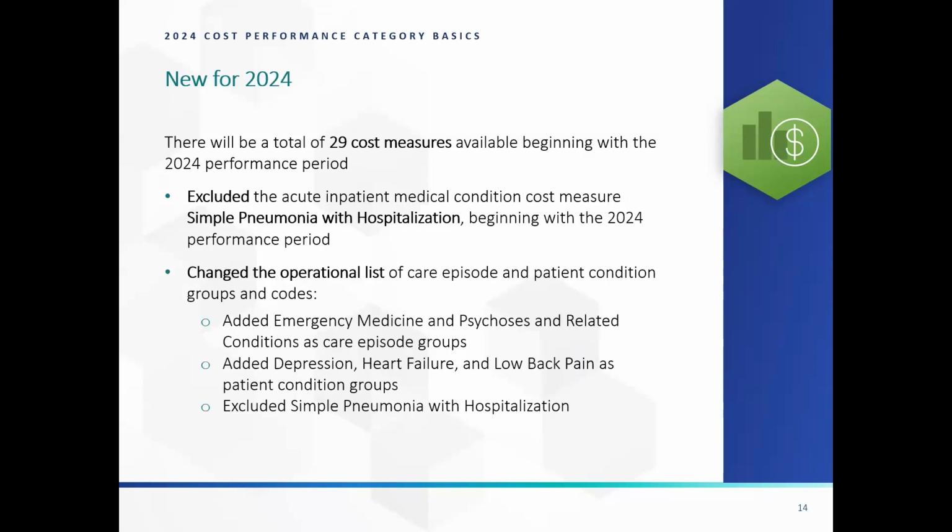Beginning with the 2024 performance period, CMS also removed the simple pneumonia with hospitalization measure from the MIPS program. And finally, we updated the operational list of care episodes and patient condition groups and codes for all the new measure additions, as well as the exclusion of simple pneumonia with hospitalization.